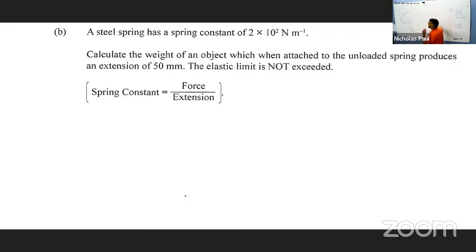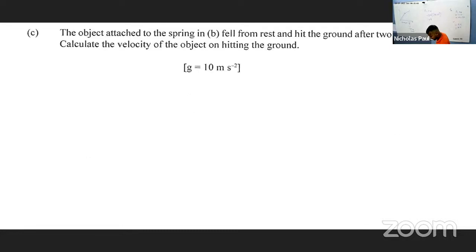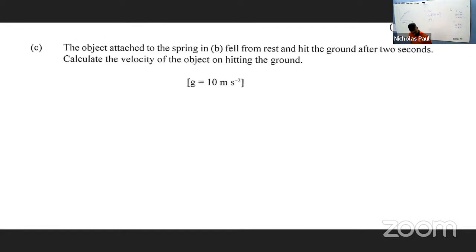Well, because it's 50 millimeters. Force is spring constant times extension. Spring constant is 2 by 10 to the 2. Extension is 50 millimeters, so it's 50 by 10 to the minus 3. Correct, 10 newtons. Pay attention to your units. Next part. Easy marks. Online, you all got 10 newtons as well. Remember, you're multiplying 2 by 10 to the 2 by 50 by 10 to the minus 3.